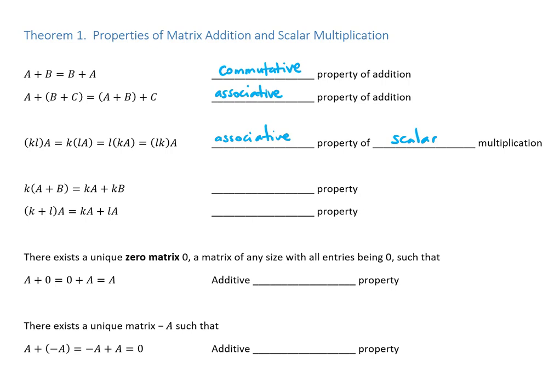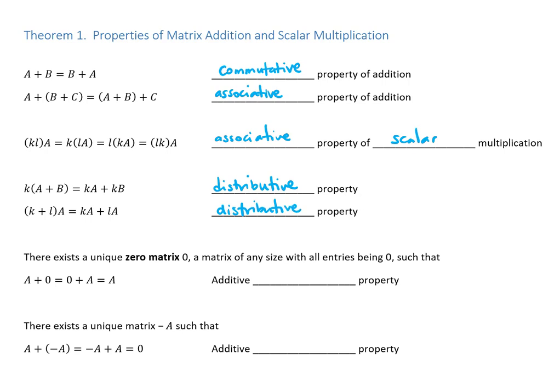And then we have two types of distributive properties. The first one is if you have two matrices being added and then multiplied by a scalar multiple, you could multiply that scalar multiple by each one individually before you add them. Or if you have two scalar multiples, you could add them together before you multiply by the matrix, or you can multiply them by the matrix individually. Either way, this is a distributive property.